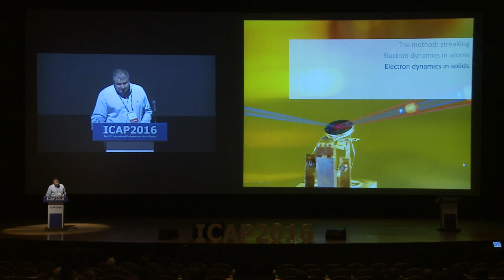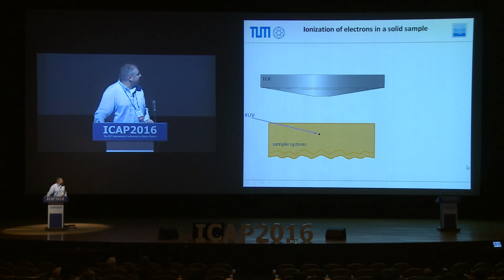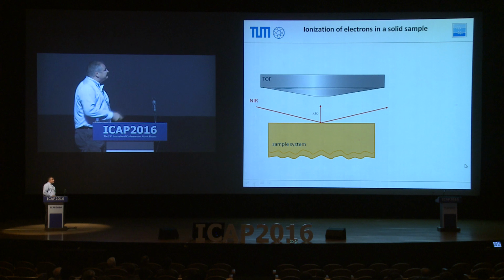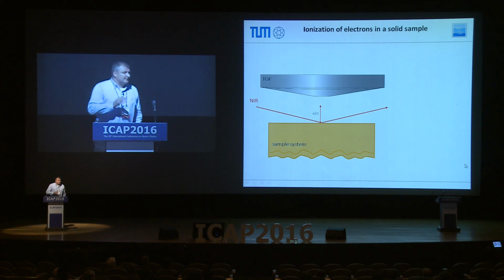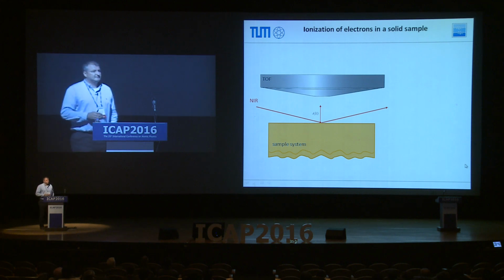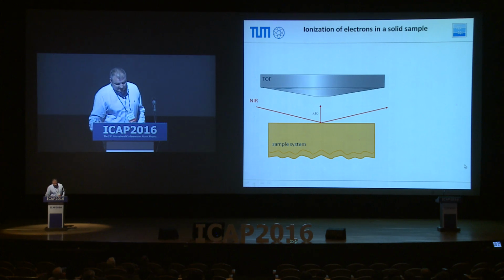Now passing on to solids, what do we see here? You see a sample and an XUV pulse kicks out an electron, and the electron that arrives at the surface feels the near-infrared dressing field. And I will come back to the question at what point the electron feels the near-infrared field, because it's maybe a little bit too sloppy to say at the surface it feels the dressing field.